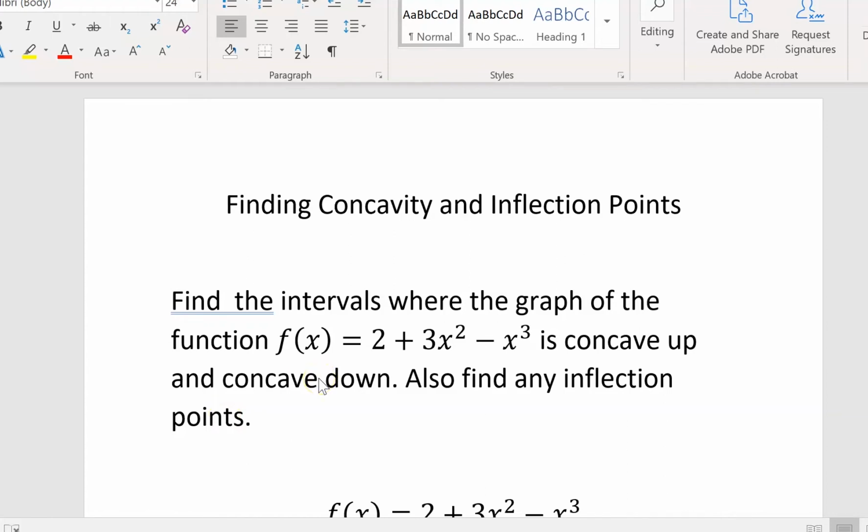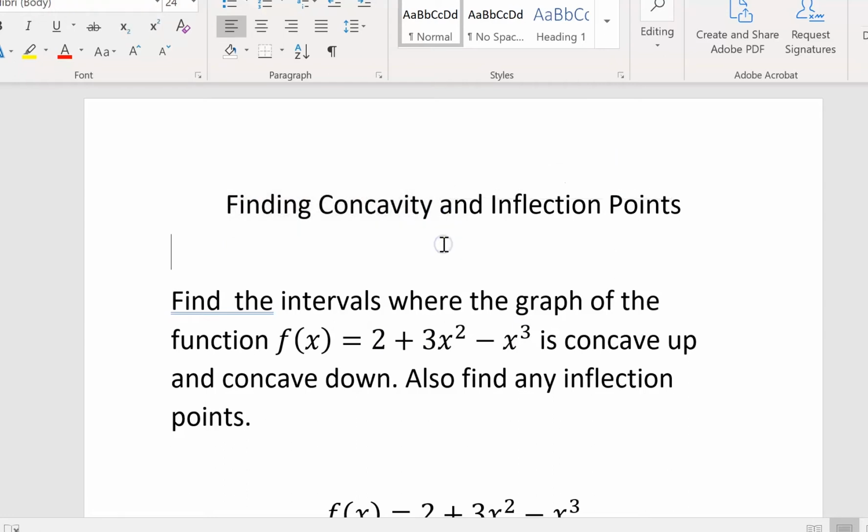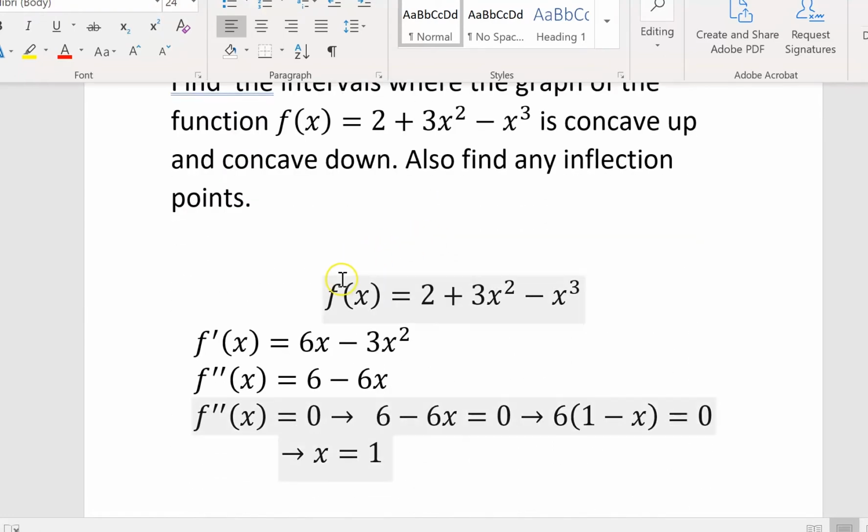So this is a short video on how to find the intervals of concavity and inflection points for a function. So here is a function. The idea is to find the places where there is concavity and the inflection points. Okay. So what you do is you start with the function.